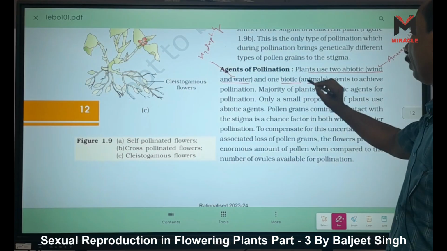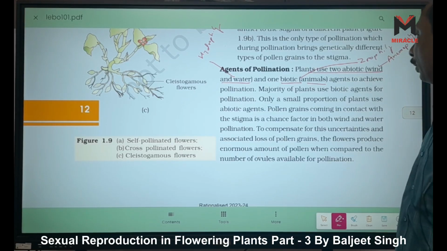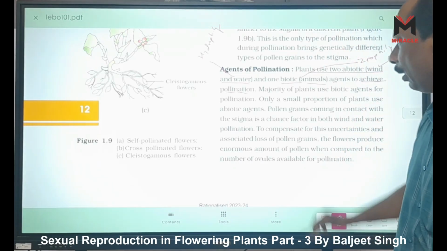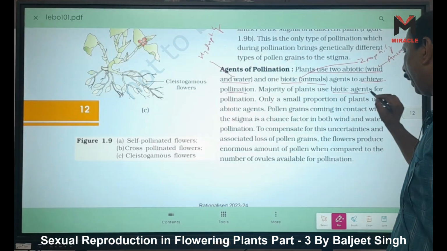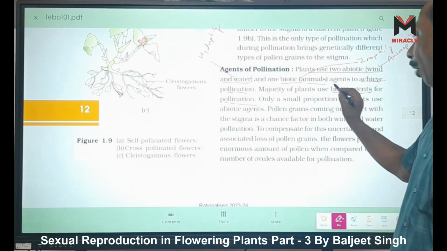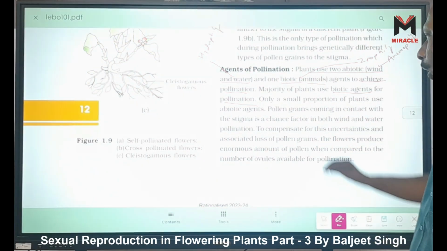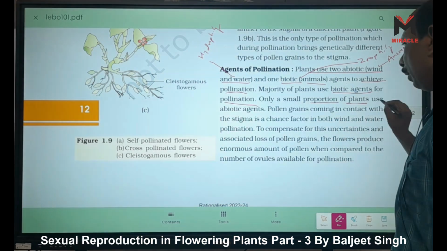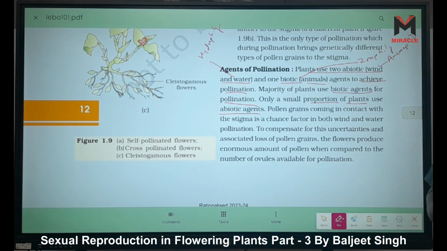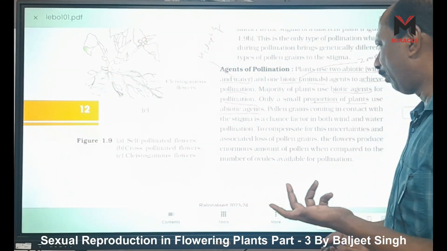Biotic means zoophily. For biotic, we use zoophily as the agent to achieve pollination. The majority of plants use biotic agents for pollination. Mostly they use insects, meaning 80% of pollination occurs through insects. Only a small proportion of plants use abiotic agents. Wind pollination is in monocots, right? And hydrophily is very rare.